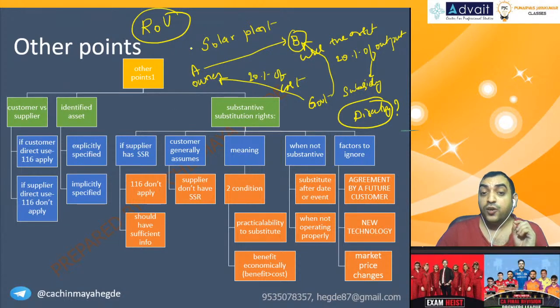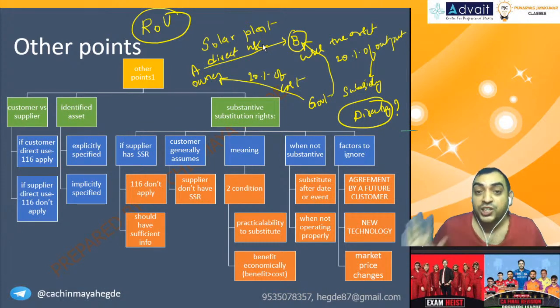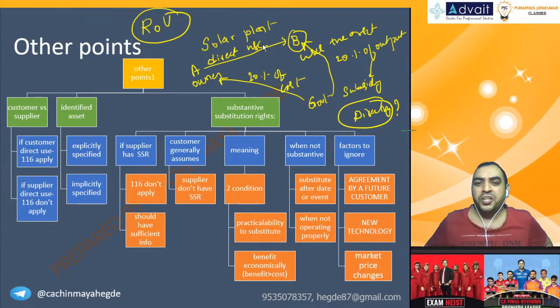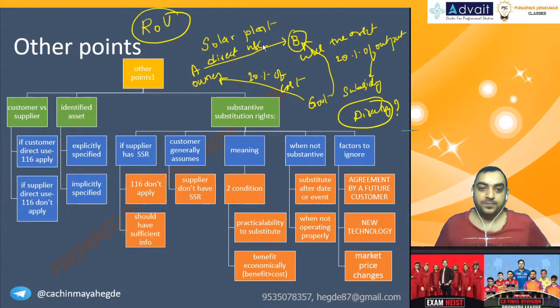But if A were to direct the use, that is, A tells you to produce this many units, A tells you on these days you should not produce, A tells you cannot use more than this, then when A directs the use, A will get the right of use, not B. Ind AS 116 doesn't apply. Hope you got the difference between the supplier versus customer relationship. The single point of principle here: who controls use? ROU, right of use. That's it.